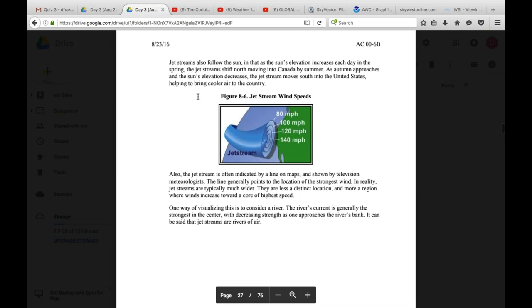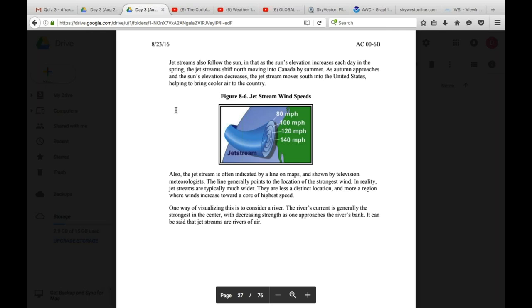Jet streams also follow the sun, in that as the sun's elevation increases each day in the spring, the jet stream shifts north, moving into Canada by the summer. As autumn approaches and the sun's elevation decreases, the jet stream moves south into the United States, helping bring cooler air to the country. Also, the jet stream is often indicated by a line on maps shown by television meteorologists.